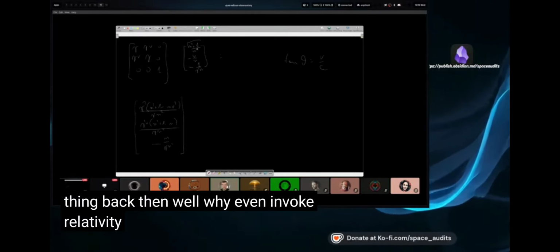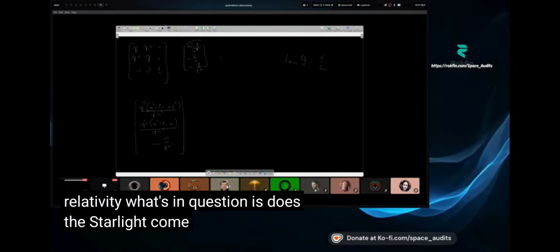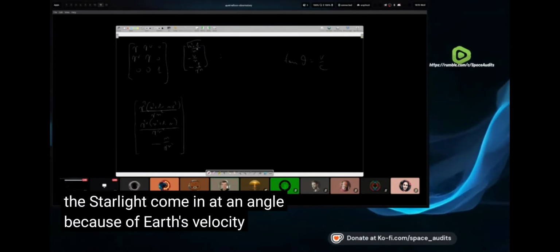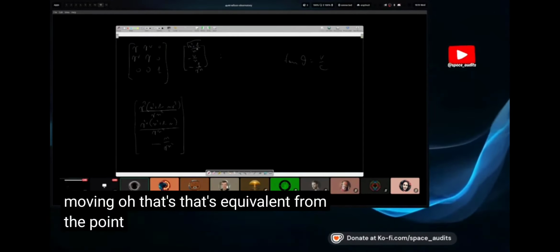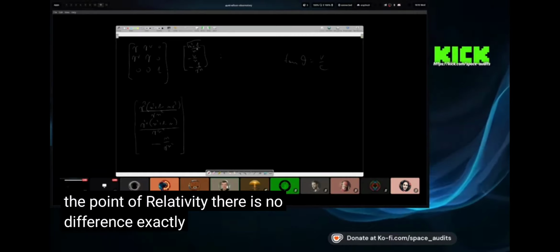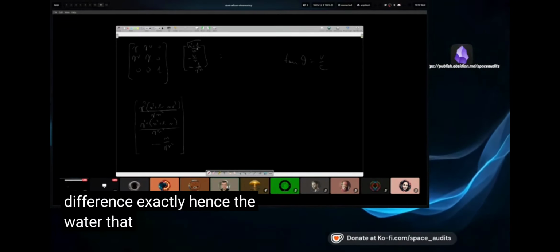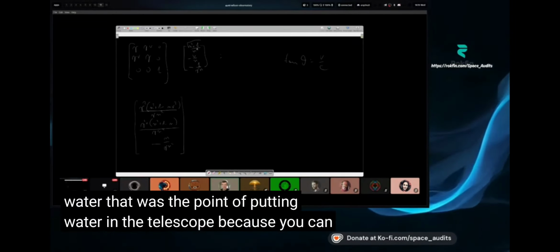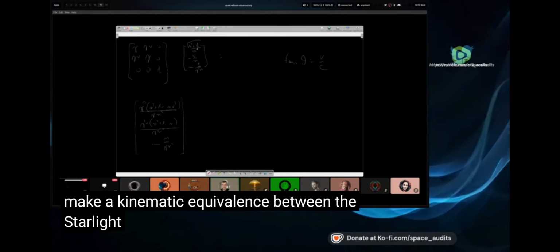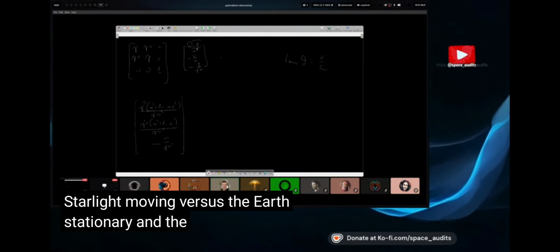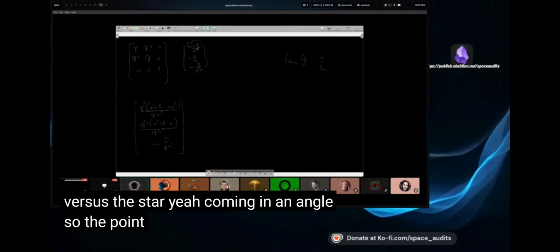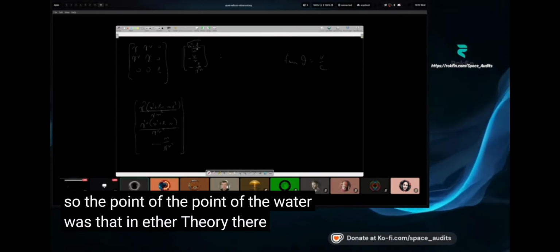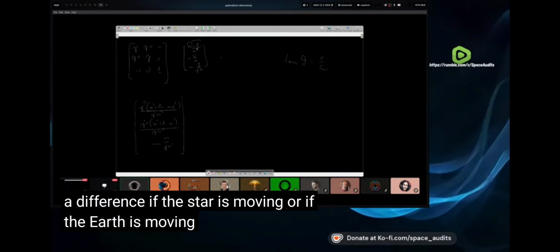Why even invoke relativity? What's in question is, does the starlight come in at an angle because of Earth's velocity, or is it because the star is moving? But that's equivalent. From the point of relativity, there is no difference. Exactly. So, hence the water. That was the point of putting water in the telescope, because you can make a kinematic equivalence between the starlight moving versus the Earth stationary, and the Earth moving versus the star coming in at an angle. So the point of the water was that in ether theory there would be a difference if the star is moving or if the Earth is moving.